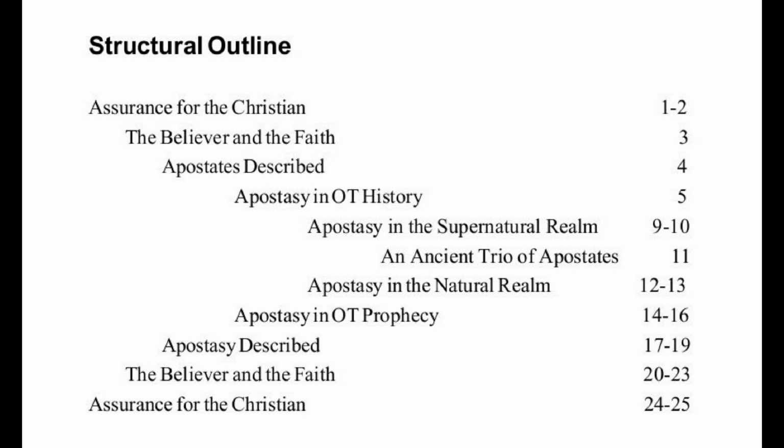an ancient trio of apostates. The next section, apostasy in the natural realm, verses 12 and 13. Apostasy in Old Testament prophecy, verses 14 through 16. Apostates described, verses 17 through 19. The believer and the faith, verses 20 through 23. And assurance for the Christian, verses 24 and 25.